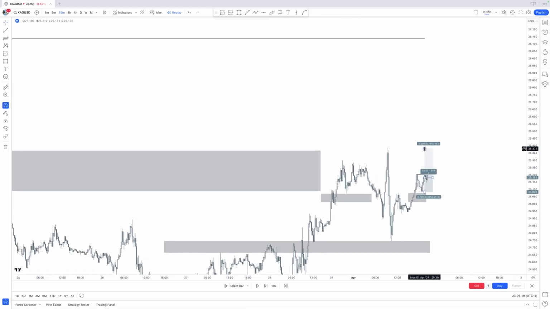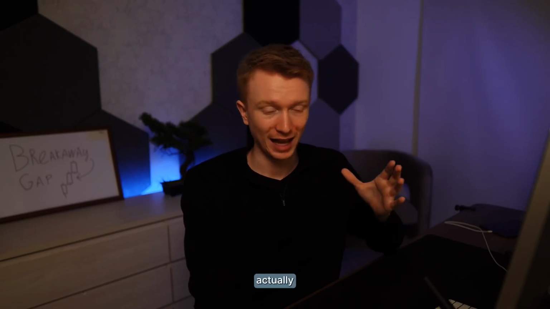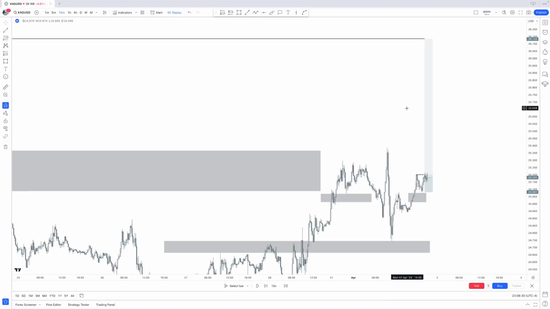Again, I do not want to set unrealistic expectations. A trade like this is not something I would do, and it's very rare for it to actually play out. So a 1 to 2, especially if you're just starting out, is perfectly fine. Target a 1 to 2.